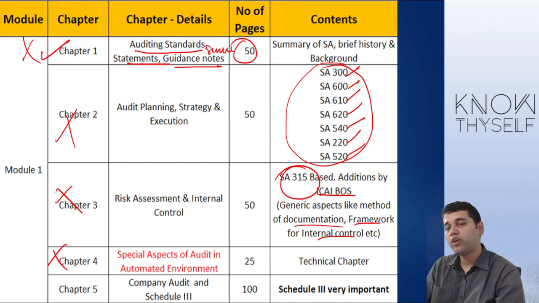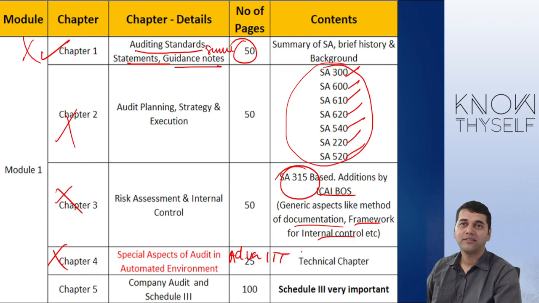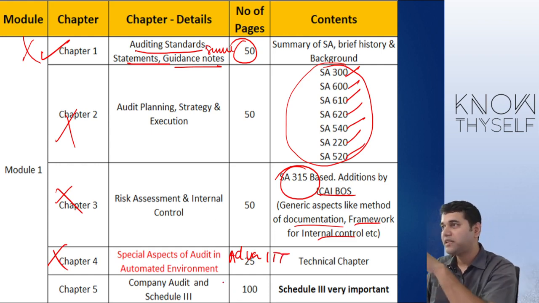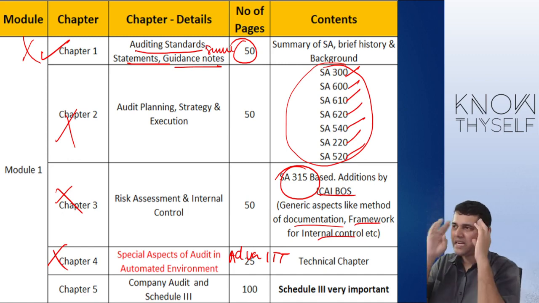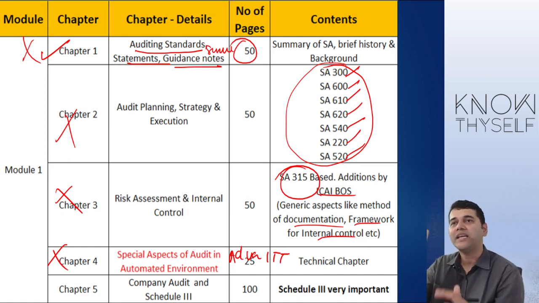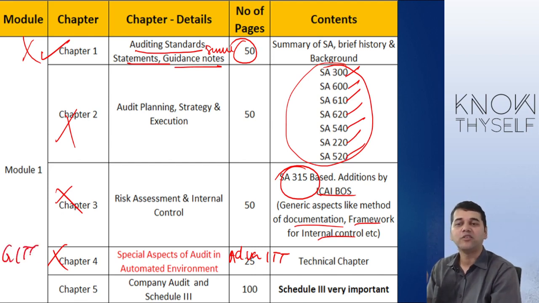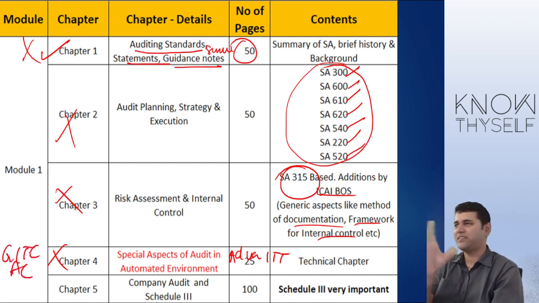Now, one more aspect totally not related to the standards is called audit in an ERP environment. For this, I highly recommend please do the advanced ITT classes. In advanced ITT, we discussed ERP environment and automation. At least you get a fair idea. Or in the EIS chapter, in ITSM, there were general IT controls, application controls, something related like that.